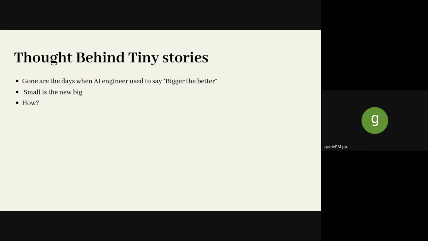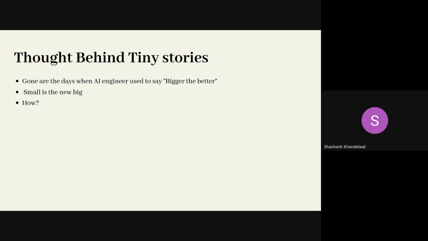Shashank, are you sharing something? Yeah, is my screen not visible? No, it is visible to the rest of us. It's visible to us. Yeah, can you rejoin maybe? Okay, okay. Good.